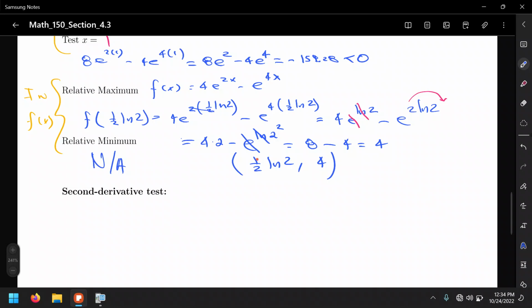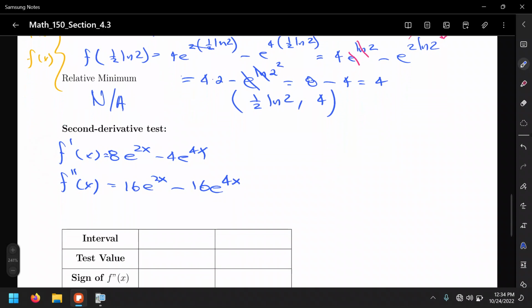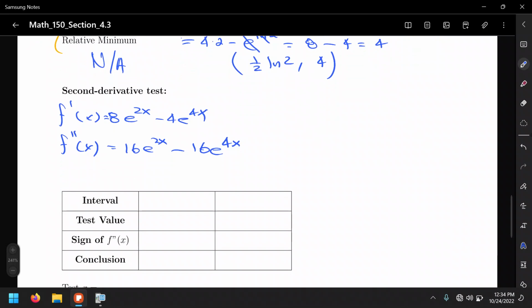So let's find the second derivative. We got that the first derivative was f prime, 8 e to the 2x minus 4 e to the 4x. Finding the second derivative, that's 2 times 8, which is 16, e to the 2x, minus 4 times 4, 16 e to the 4x. Well, our dream just came true from last time. This time we have the same coefficient, so this equation will be a lot easier to solve.